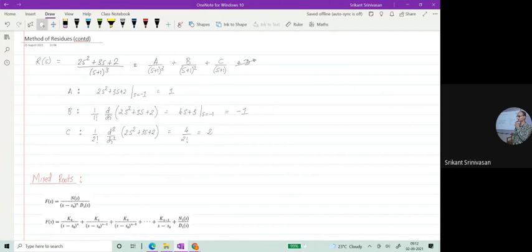Supposing there's another denominator term. Let's say now instead of s plus 1 cube, I have s plus 1 cube into s plus 2. Say this is my new equation. I have an extra term s plus 2. So now this is called mixed roots. I have both the multiple roots and the simple roots. Both are there in the denominator.